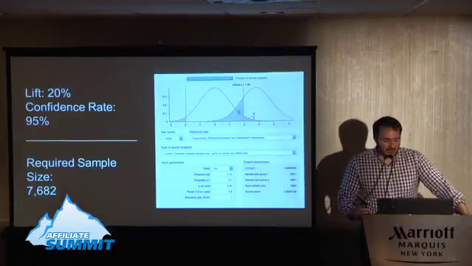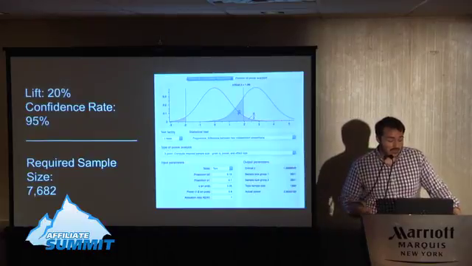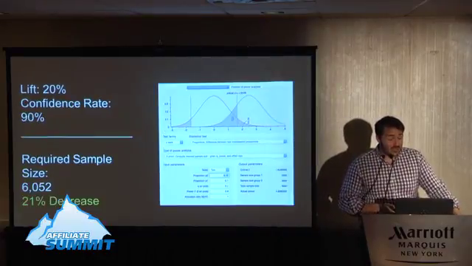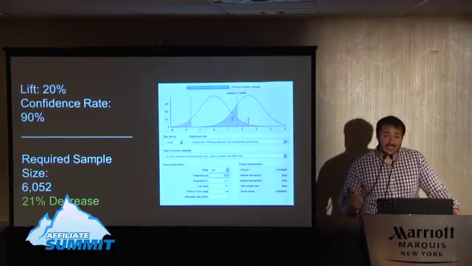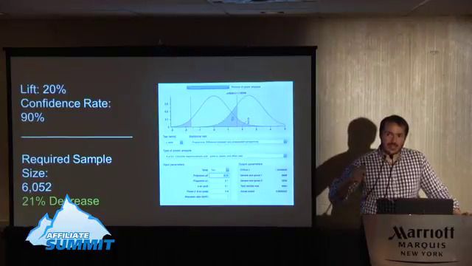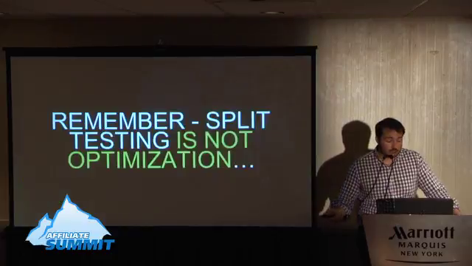You can lower your confidence threshold. Say you have a lift of 20%, confidence rate 95%, required sample size 7,682. If you have a lift of 20% at a confidence rate of 90%, you see a 21% decrease in the traffic required, but you have an increase in type 1 errors that could occur, which are false positives. So just make that known.